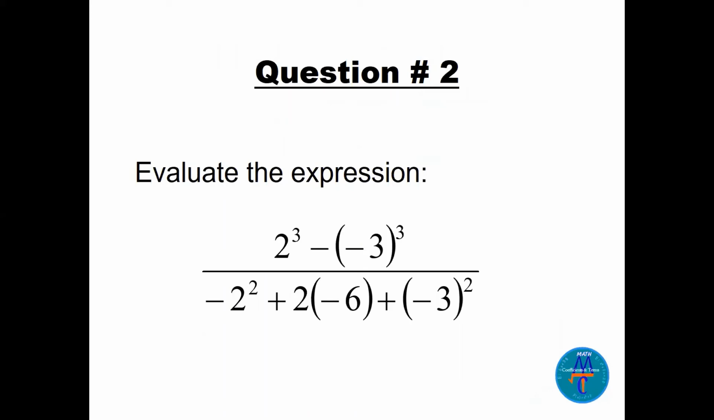Evaluate the expression, find the whole value, and try to avoid the common errors. 2 cubed minus another bracket, minus 3 cubed divided by minus 2 squared, plus 2 times minus 6 plus minus 3 all squared. It's not complicated, but there is a little idea inside.